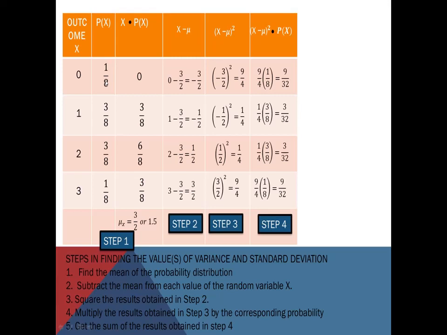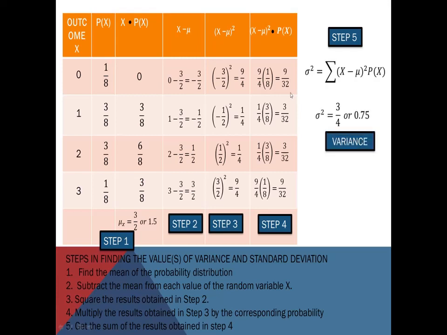Now, for step 5 class, we need to get the sum of the results obtained in step number 4. So, we add all of them. When we add them, that will be our variance. Okay? So, sigma square is equal to 3 over 4 or 0.75. That is now our variance.